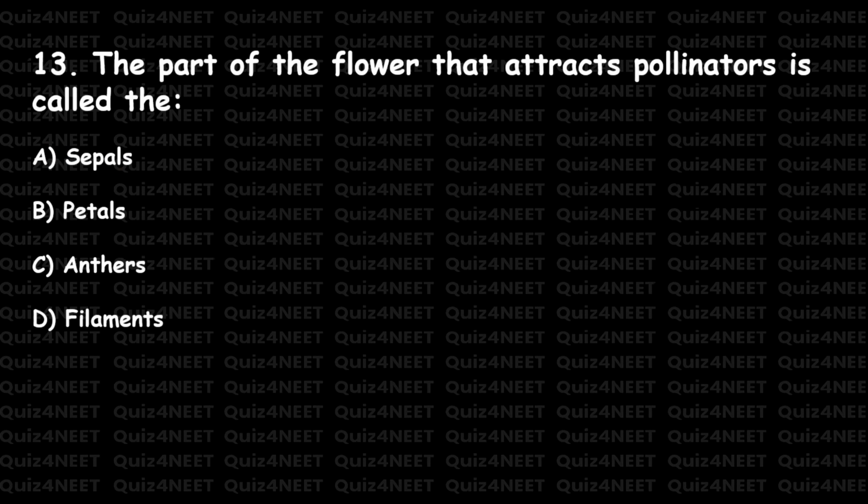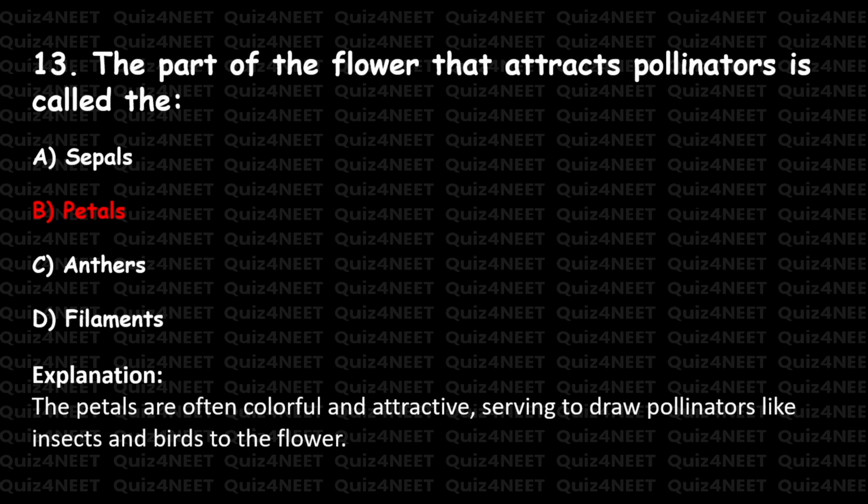13. The part of the flower that attracts pollinators is called the A. Sepals, B. Petals, C. Anthers, D. Filaments. Right answer, B. Petals. Explanation. The petals are often colorful and attractive, serving to draw pollinators like insects and birds to the flower. 14.